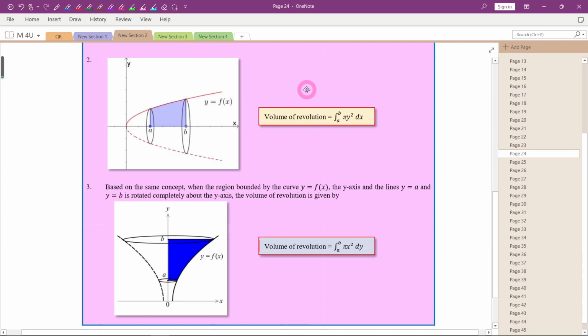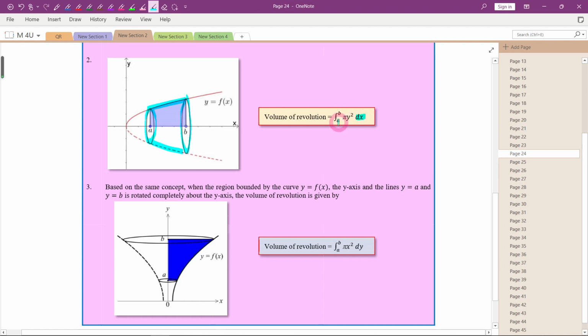Hi everybody, in this video, let's look at how we use integration to find the volume of revolution. If this part of the curve is rotated 360 degrees about the x-axis, it actually forms a solid. The volume of this solid formed is called the volume of revolution. So to find the volume of revolution when a curve is rotated 360 degrees about the x-axis, we integrate pi y squared with respect to x. So remember, about the x-axis, pi y squared dx.